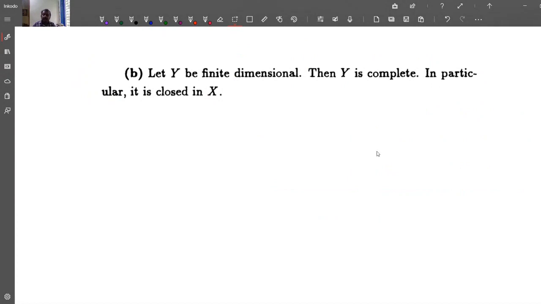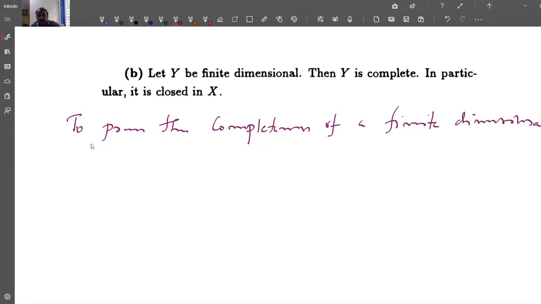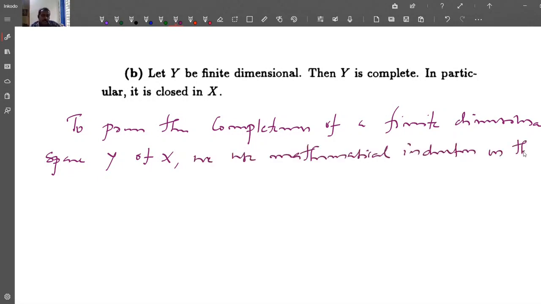Now we prove part B. Let Y be finite dimensional, then we are going to prove that Y is complete, and from that you will get it is closed in X. To prove the completeness of a finite dimensional space Y of X, we use mathematical induction on the dimension m of Y.